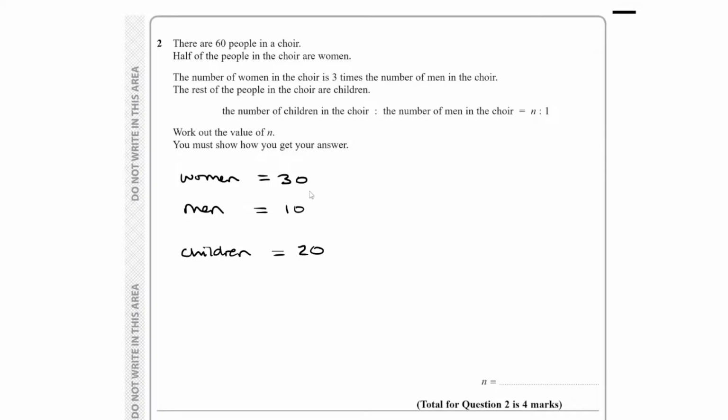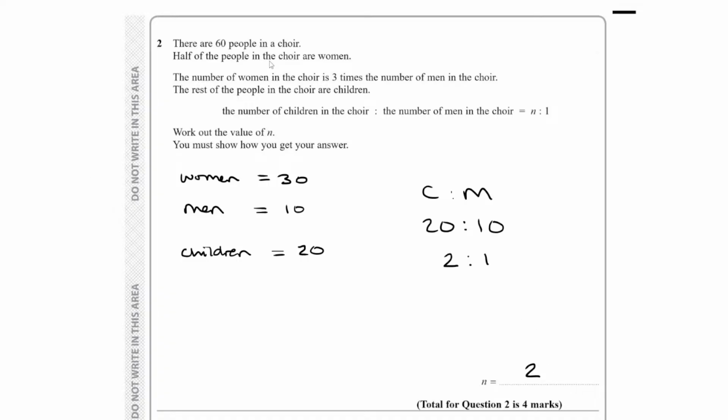So first of all, I've just put this in a ratio of the children to the men. 20 to 10 is the literal figures. Obviously, we need to simplify that, do you see how they've got 1 on the side of the men? Luckily, this does simplify quite nicely. Divide by 10 on both sides, we get 2 to 1. So in this case, n is 2.